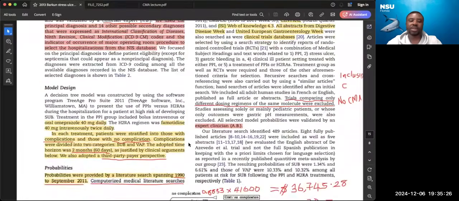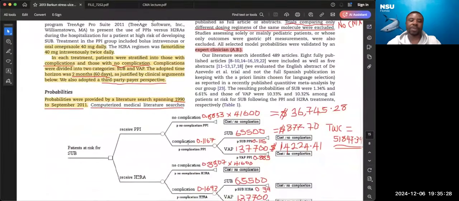So for the decision tree, like I've explained already, there are a group of patients who are at high risk of developing stress ulcers. These patients, they are here. And then the researchers decided that they'll give them prophylaxis against these stress ulcers. So they gave a PPI and then they gave the H2 arrays.